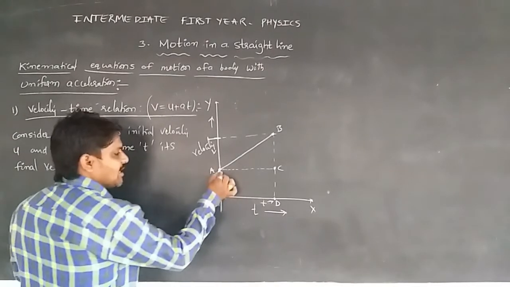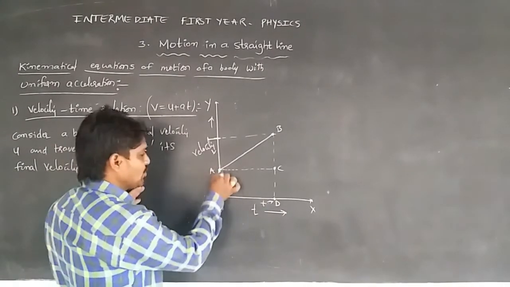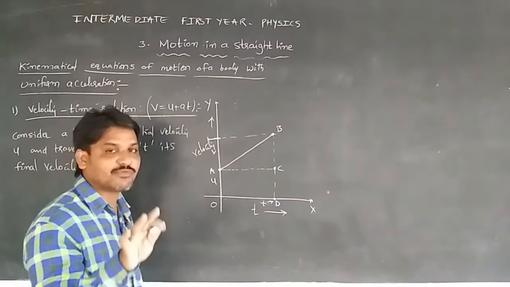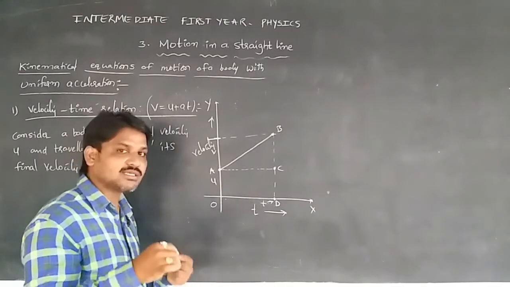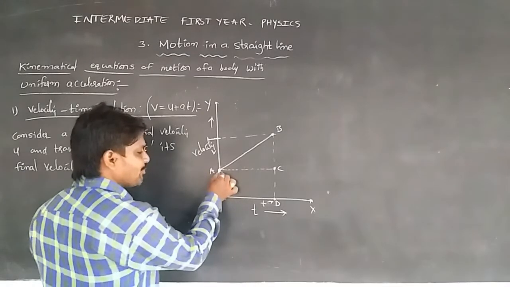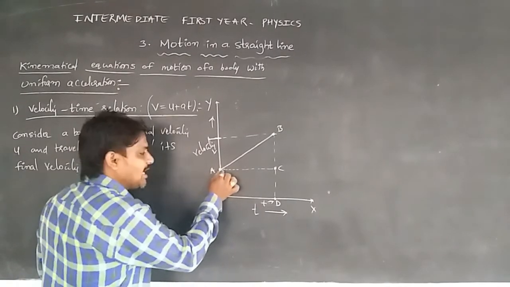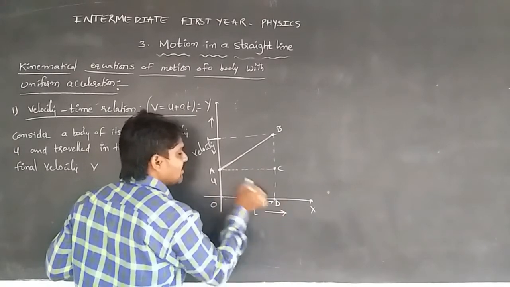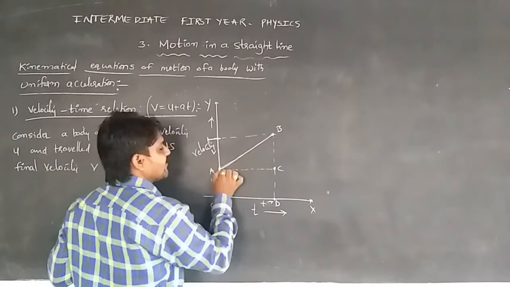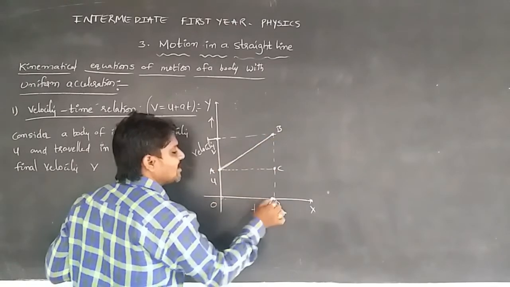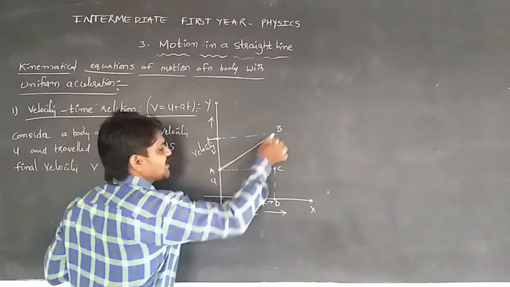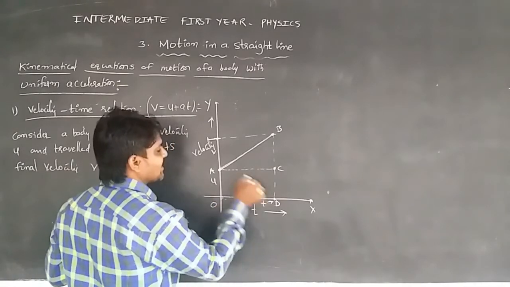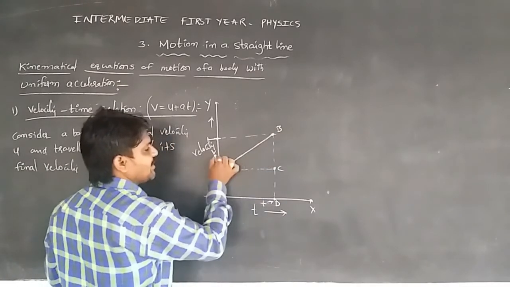A body having initial velocity u with uniform acceleration, the body will keep traveling with uniform acceleration. Uniform acceleration means that the body already has some velocity u, its initial velocity, and travels with time. With uniform acceleration the velocity is also increasing with time. After time t seconds, its final velocity will be v.